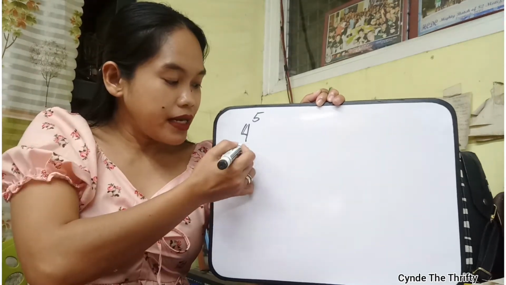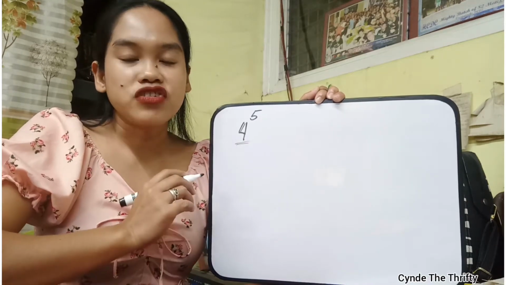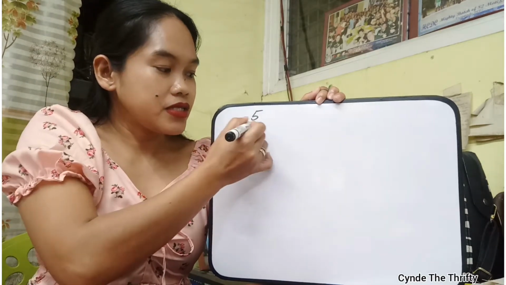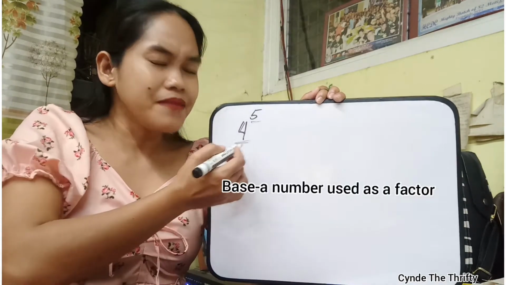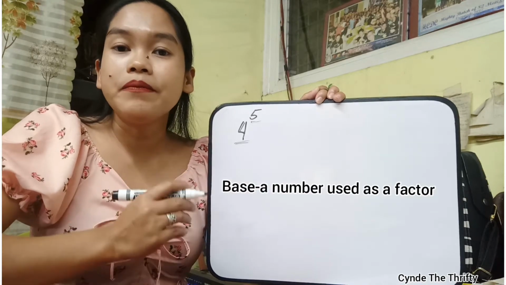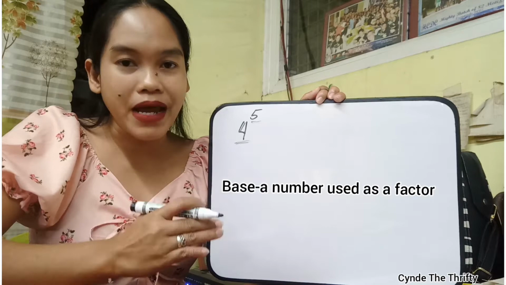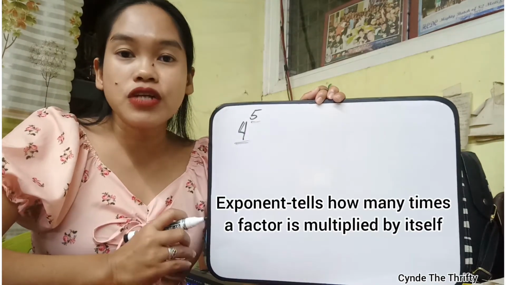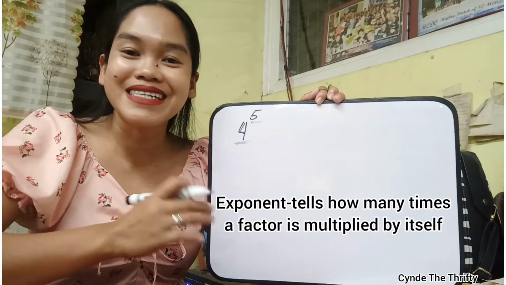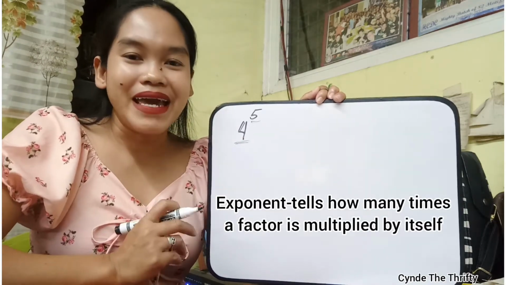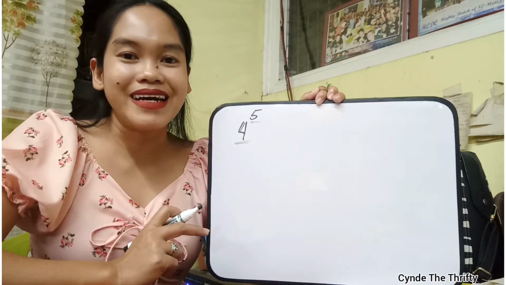And, ang number natin dito sa baba is, ang number natin sa baba is, tinatawag siya na base. And ang number dito sa taas is tinatawag na exponents. So, ano yung base? Ang base natin is, siya yung number na ginagamit as a factor. Siya yung number na minomultiply. And ang ating exponents is, siya yung nagsasabi kung ilang beses natin imomultiply si base. So, si exponents yung nagsasabi kung ilang beses mo imomultiply si base sa kanyang sarili.